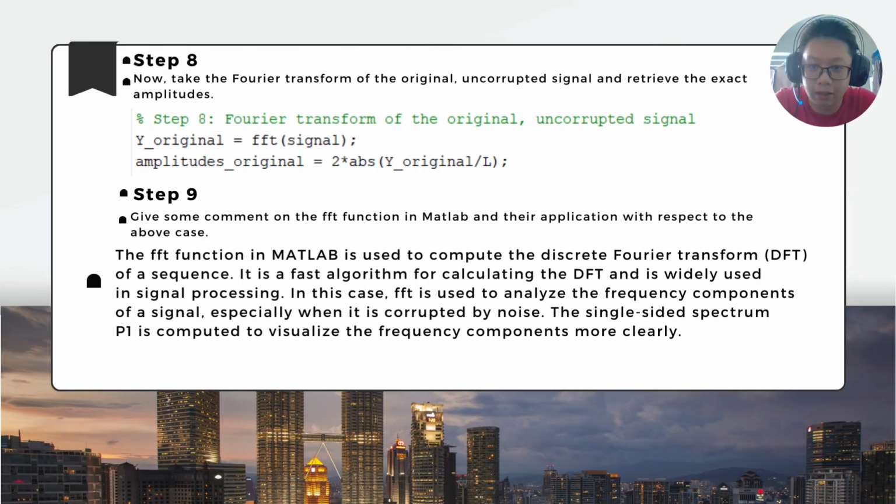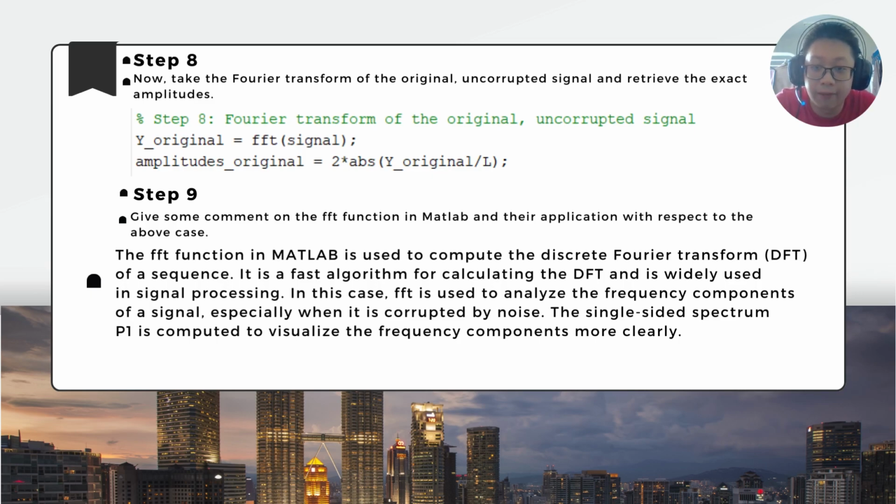In step 8, the Fourier transform of the original signal was taken and it was uncorrupted. Besides, its exact amplitude was determined by using MATLAB. In step 9, it was required to give some comments on the Fourier transform function in MATLAB and its application with respect to the above case.